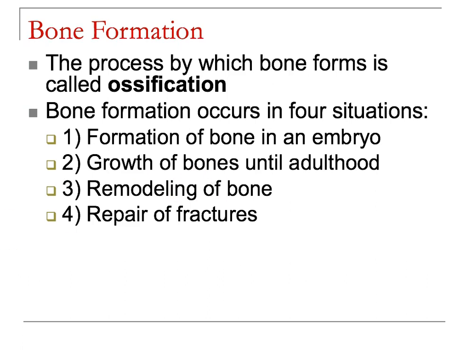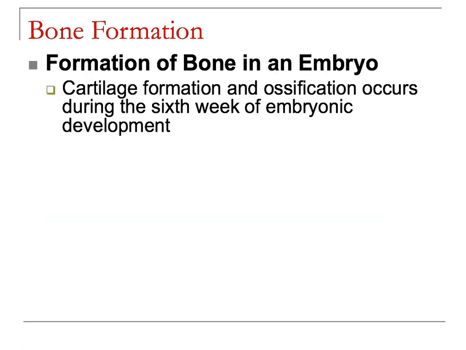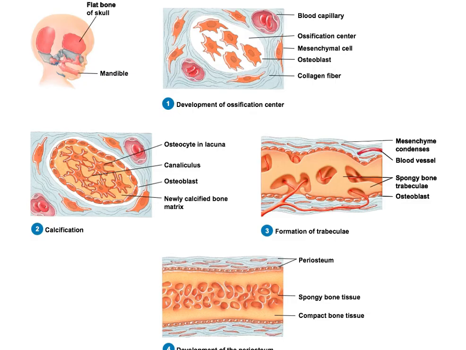Okay. So how does it happen in embryos? Cartilage formation and ossification occurs during roughly the 6th week of embryonic development. And we start off with flat bones. Your textbook does this, I think, probably more out of ease than anything else. And what's going to happen is, one, you're going to develop an ossification center.